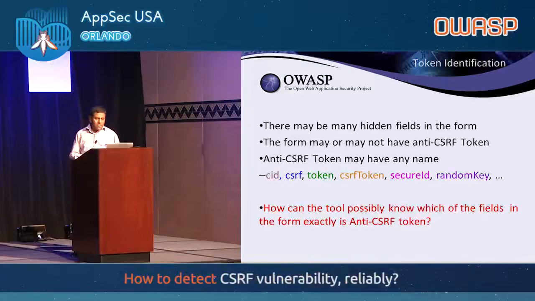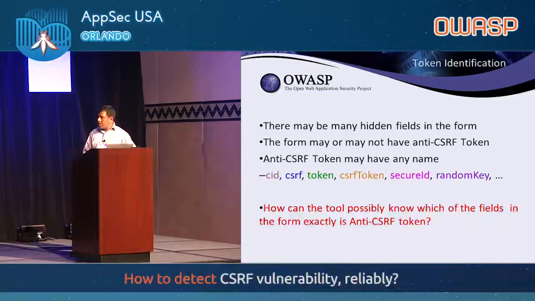Okay, the third thing that comes to your mind then is that this CSRF token may have any name. Somebody may choose to use the name CID. Somebody may say csrf_token, CSRF token, CSRF underscore token, secure ID, random key. You can come up with the name you want, because all you need is a hidden variable on the form, and you need to capture it on the server side and validate it, right? You can name it the way you like.